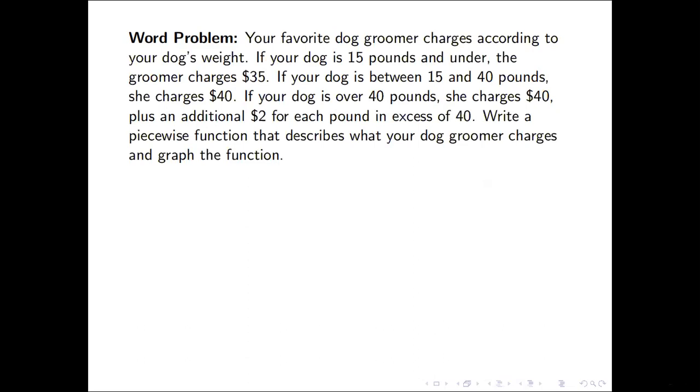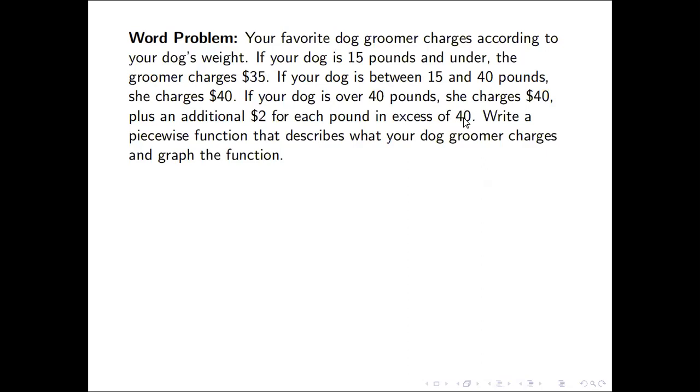Okay, let me read it. Your favorite dog groomer charges according to your dog's weight. If your dog is 15 pounds and under, fixed charge of $35. If your dog is between 15 and 40 pounds, $40. Okay? So that means this one includes 15 pounds and under, but this one does exclude 15, and 40. So this one would include 40 based on the construction of the paragraph. If your dog is over 40 pounds, she charges $40 plus an additional $2 for each pound in excess of 40.